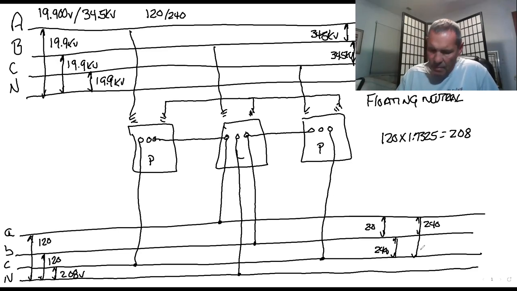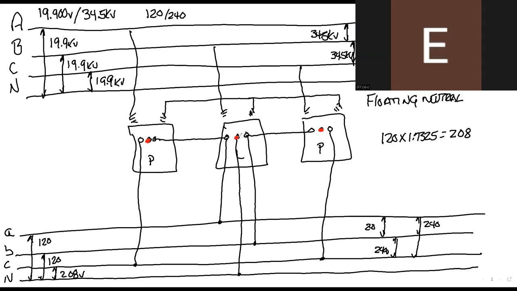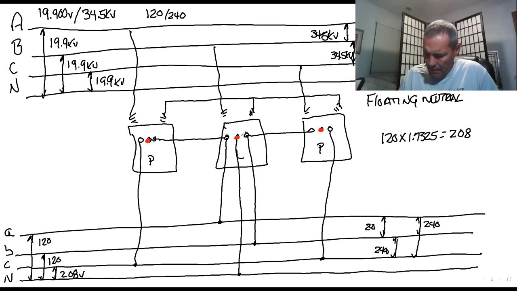Okay. Same thing as before. I'll go red here. Nothing here in this connection, just like an open delta. This one is connected to neutral, so that one covers all of it. That's our neutral path.